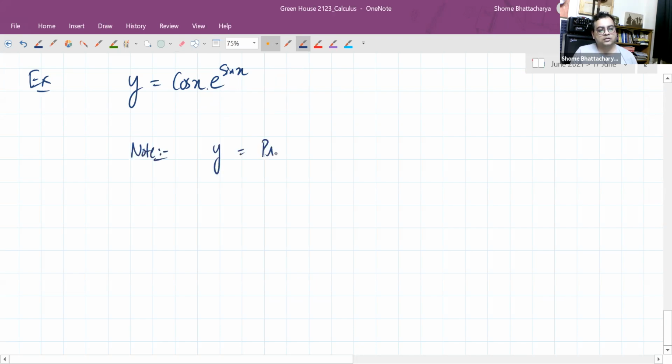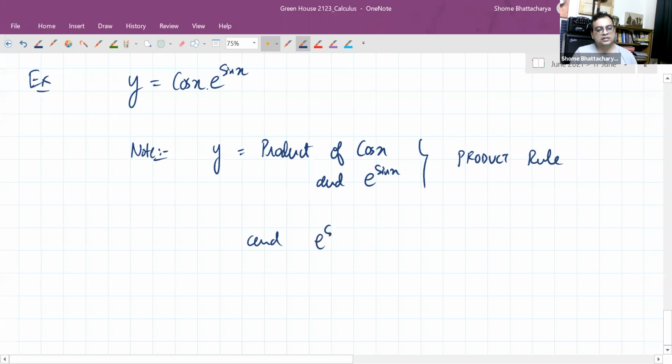y is the product of cos x and e raised power sin x. Okay. So you'll have to use the product rule of differentiation. Okay. And additionally, e raised power sin x is a composite function. It's a f of gx kind of function. So you'll also have to use chain rule.